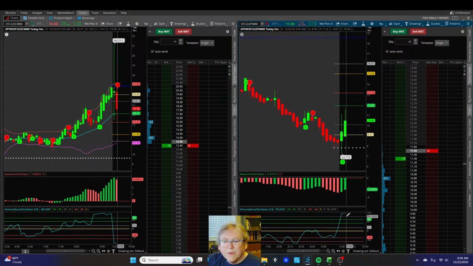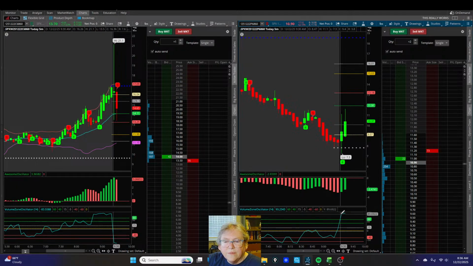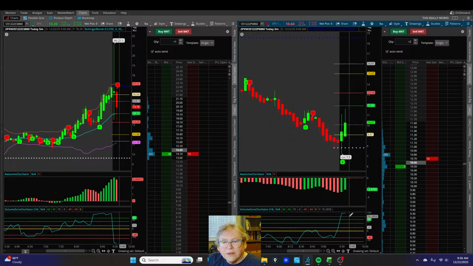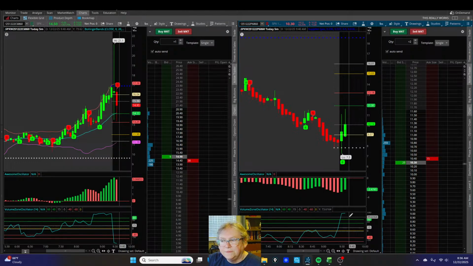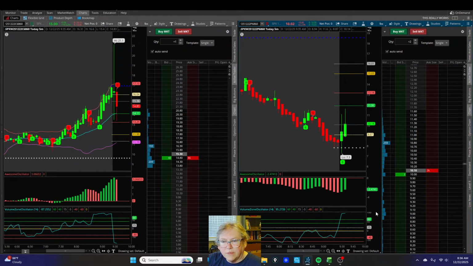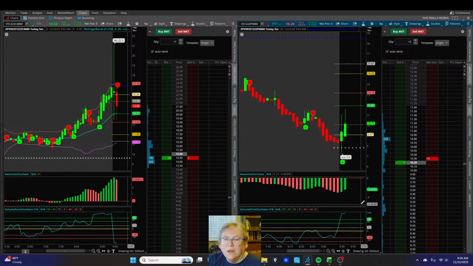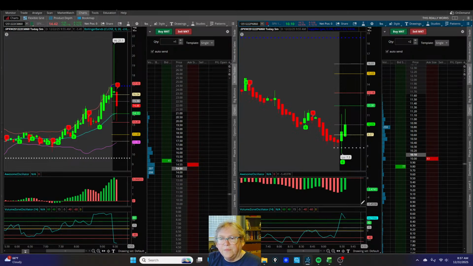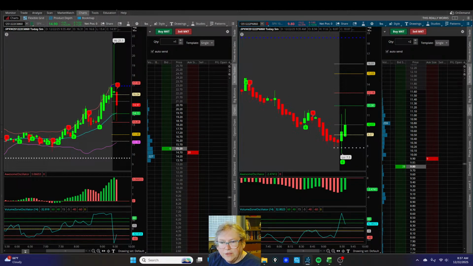The puts up here, the volume zone oscillator, that's really high. That is a sign of being overbought. So I'd like to see this down, where this one is over here on calls. The buy signal was on the first candle. When that happens, I stay away because the first candle is so unpredictable because of it being the beginning of the market. You have to wait till the dust settles a little bit.